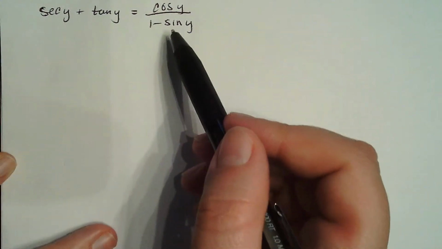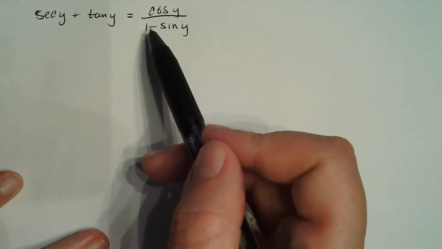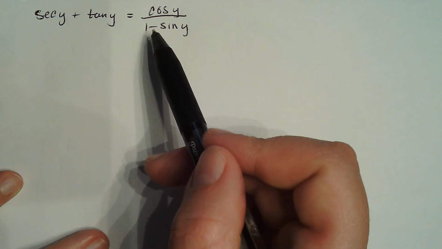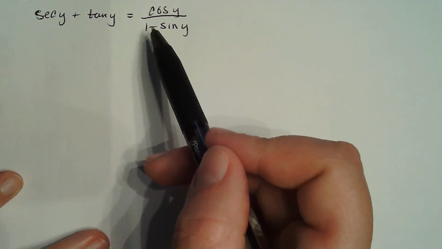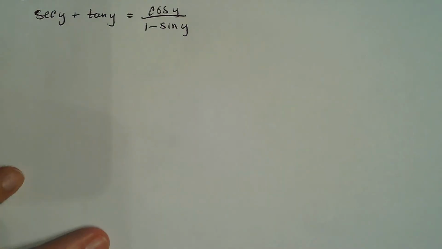Secant y plus tangent y equals cosine y over 1 minus sine y. All right, so anytime you have a fraction, typically that would be the more complex side. So I'm going to work with the right side, and I'm going to do what I did in the last video. I want to get rid of this denominator. I need to get it into being a monomial. I don't want a minus sign there. And I'm going to do that by multiplying by the conjugate pair.